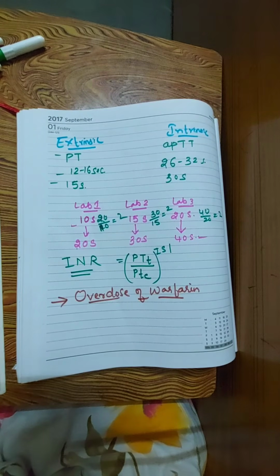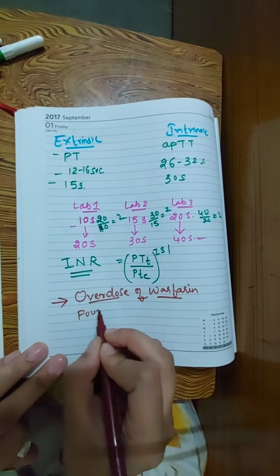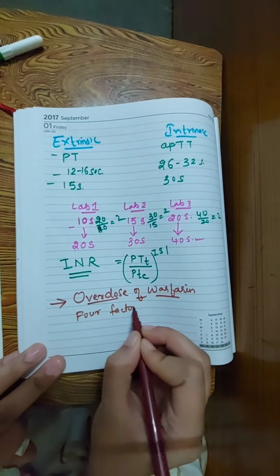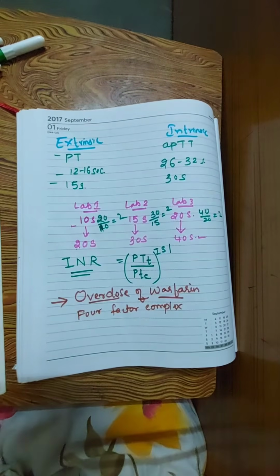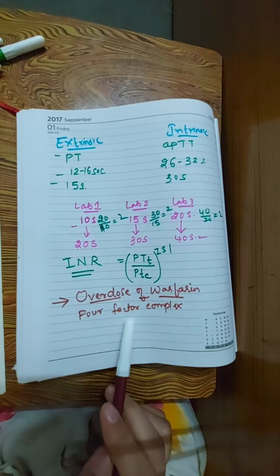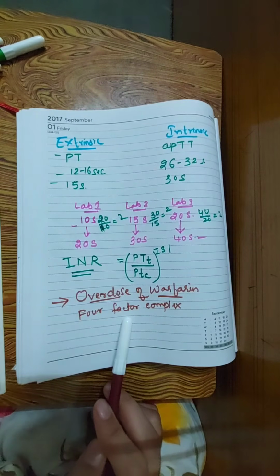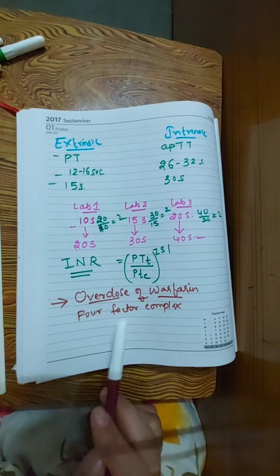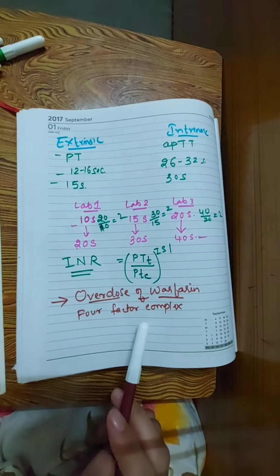So the factors are now available as a 4 factor complex. And what does this 4 factor complex contain? It contains already activated factor number 2, 7, 9 and 10. So this is the treatment of choice for bleeding due to warfarin. If the bleeding has started, then we need to give the 4 factor complex.